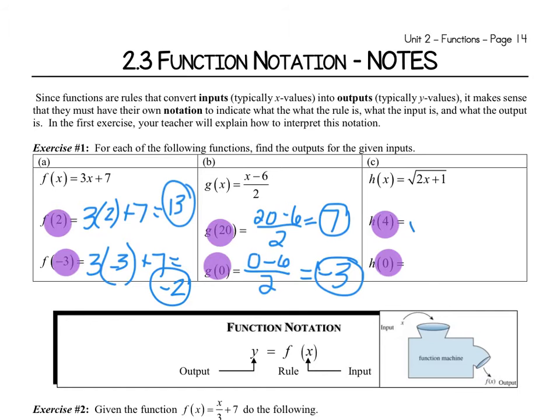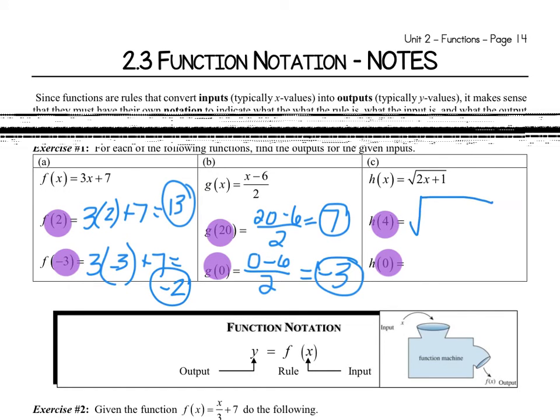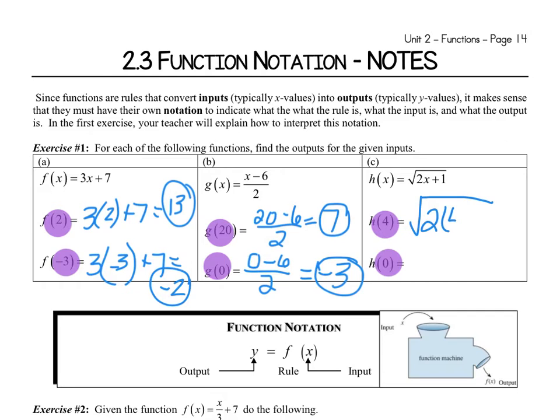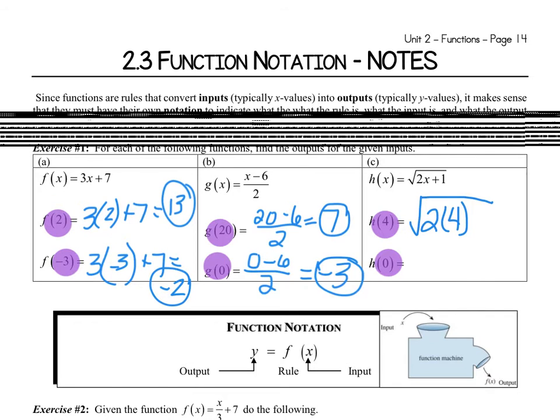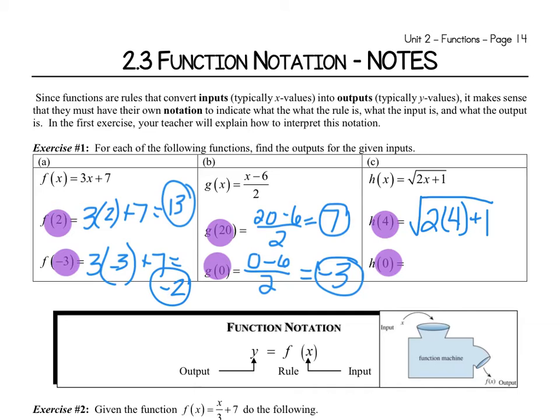In c, we're dealing with some square roots here. So 2 times 4, there's our input, plus 1. So 2 times 4 is 8. 8 plus 1 is 9. So we're evaluating the square root of 9, which is 3, or positive or negative 3, but let's just leave it plain old 3 for the time being. You can put the plus or minus out in front if you like, but I'm more concerned that you know how to substitute and simplify. And again, you can use your calculator.